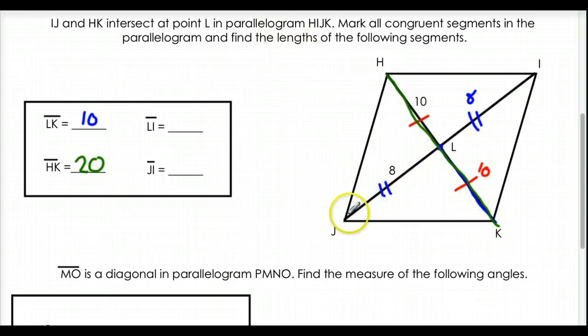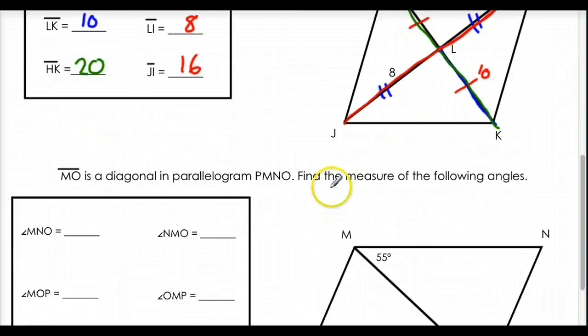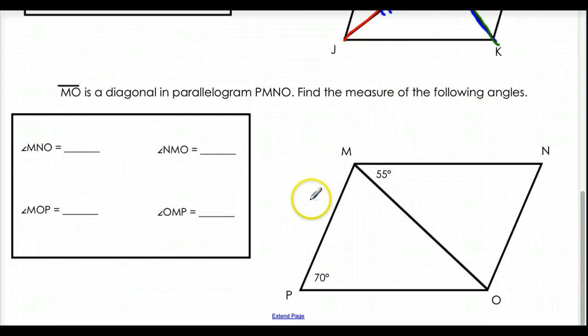Second part of this question, what is LI? Well, we found out that LI is equal to 8. What's JI? Well, JI is this whole length, so once again, we're just going to add these two parts together. 8 plus 8 is 16. Woo! And that one is done.